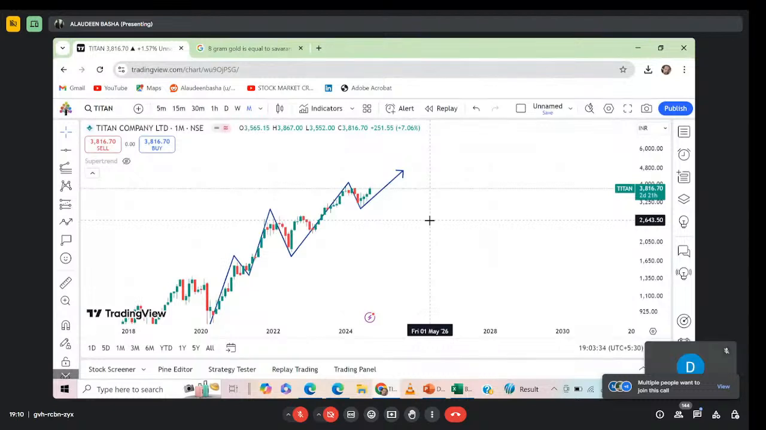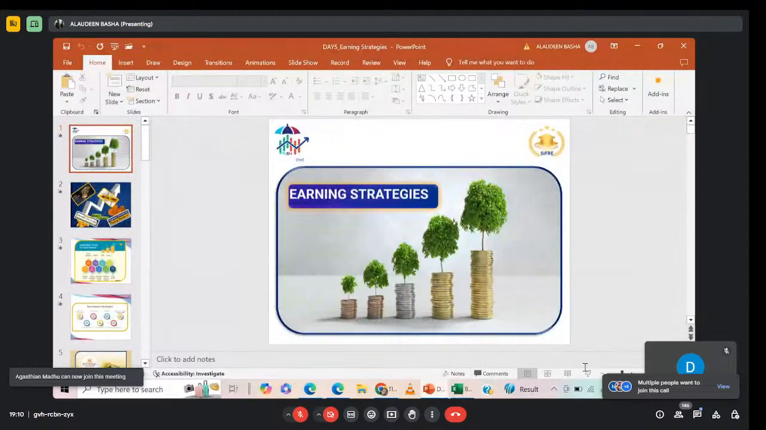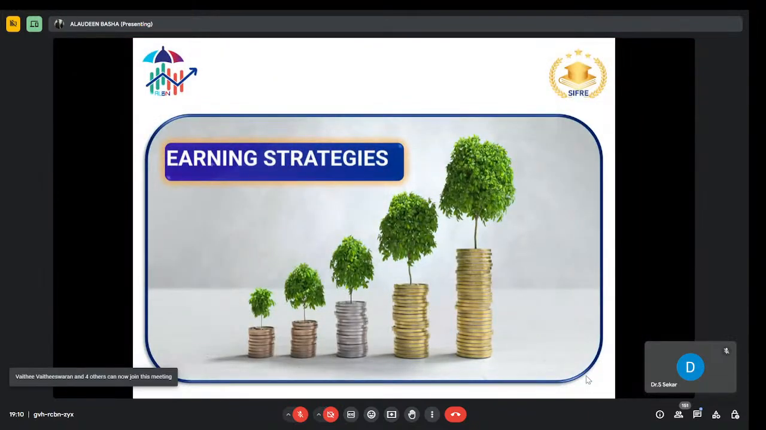Okay, let's move on to today's session. Today's session is very useful for all kinds of participants, so don't skip today's session, guys. The first topic is earning strategy.